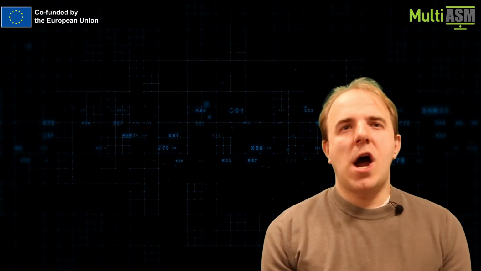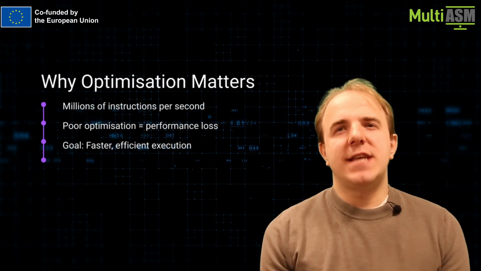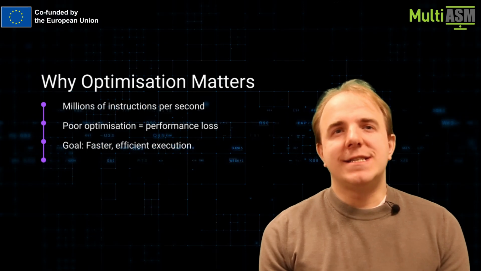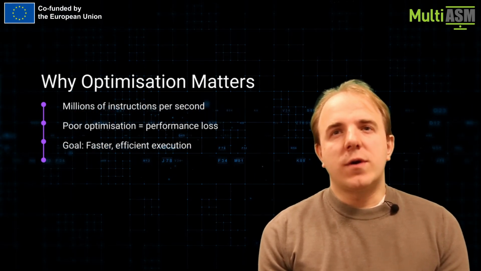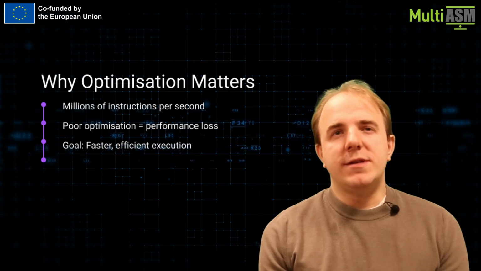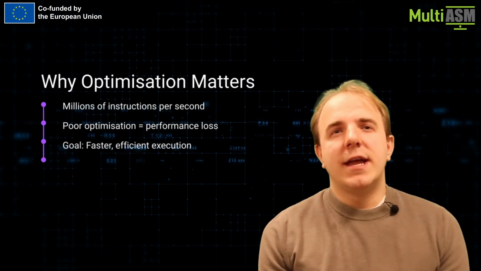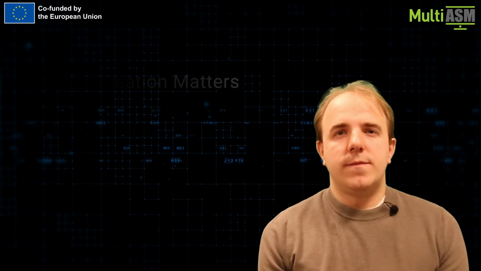Modern processors are incredibly fast. They can execute millions of instructions every second, but even with all that power, poorly optimized code can still slow everything down. In this video, we will look at how ARM assembly code optimization works, and how understanding the processor's behavior can help you write faster, safer, and more efficient code.